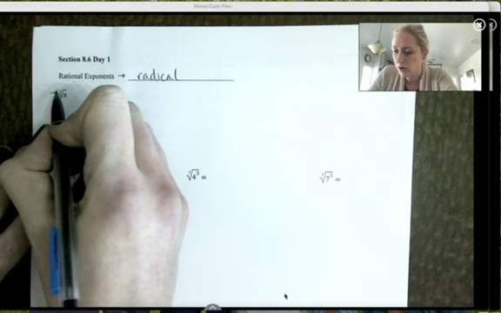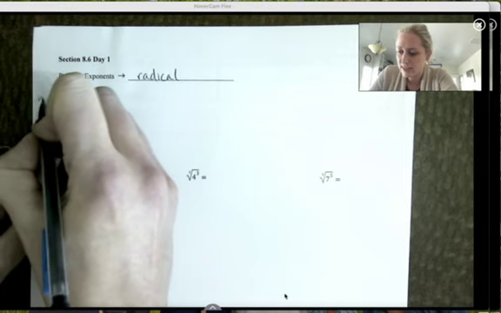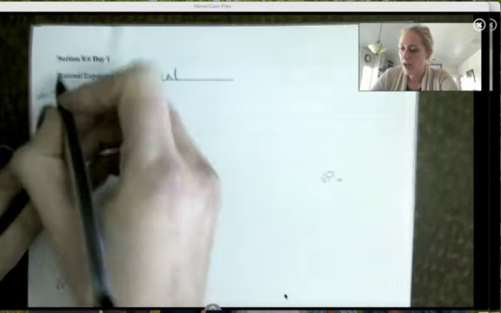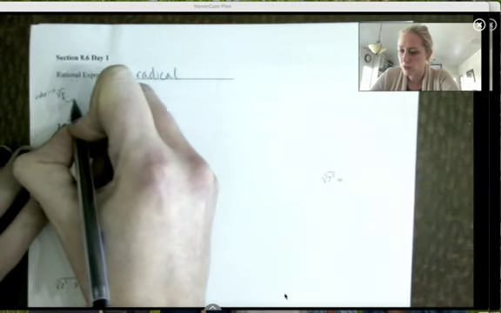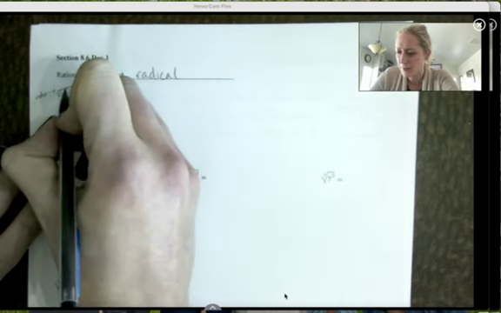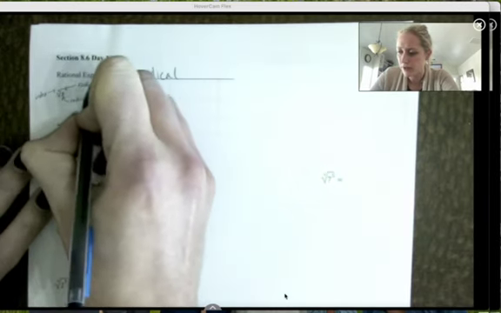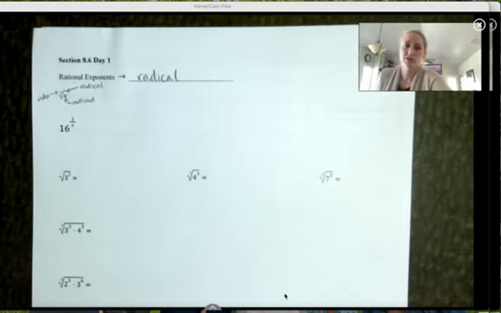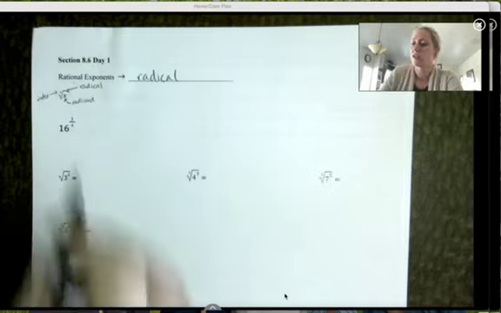N right here, we call N the index, or indices is plural. X, the part underneath, we call that the radicand. And the actual symbol, we call that the radical. Okay, so we're going to look at a few examples here on how to kind of simplify some of these.